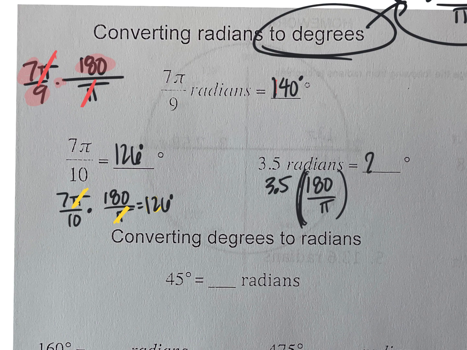I'm okay with you guys getting decimals. I got 200.5 degrees because I actually used the pi in that one. You guys okay with that? Yeah. If there's no pi to cancel out, then we'll just put it in the problem.